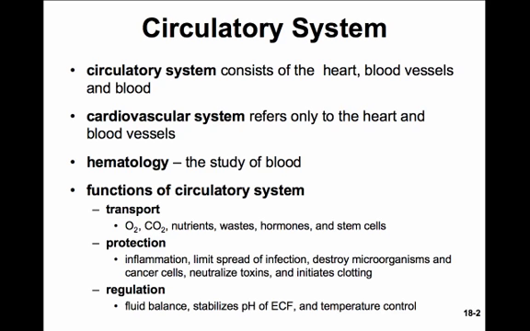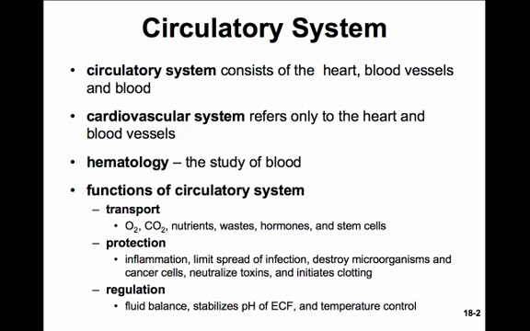The circulatory system consists of the heart, blood vessels, and blood. The cardiovascular system refers only to the heart and blood vessels. Hematology is the study of blood. The circulatory system has many different functions, the first of which we'll consider is transport. Oxygen, carbon dioxide, nutrients, wastes, hormones, and stem cells all circulate freely in the blood.